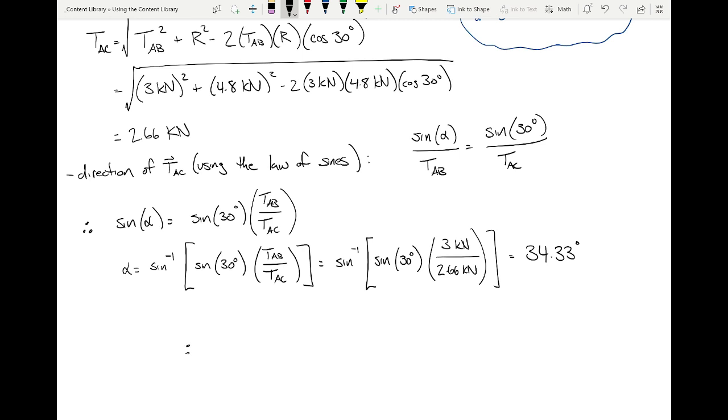So there you go. What's going on with AC? Well, we have to yank it 2.66 kilonewtons at an orientation of 34.3 degrees.